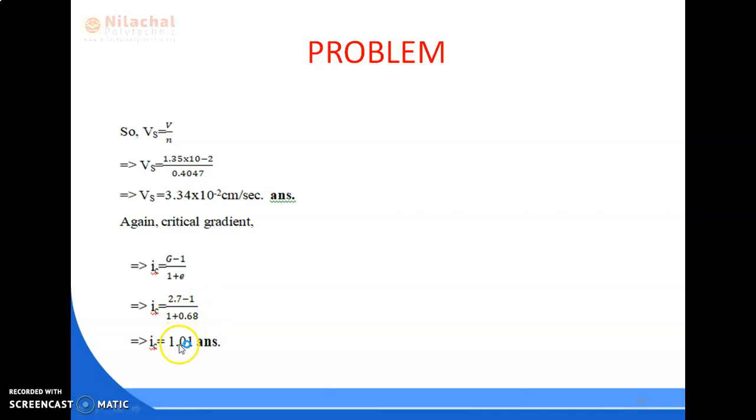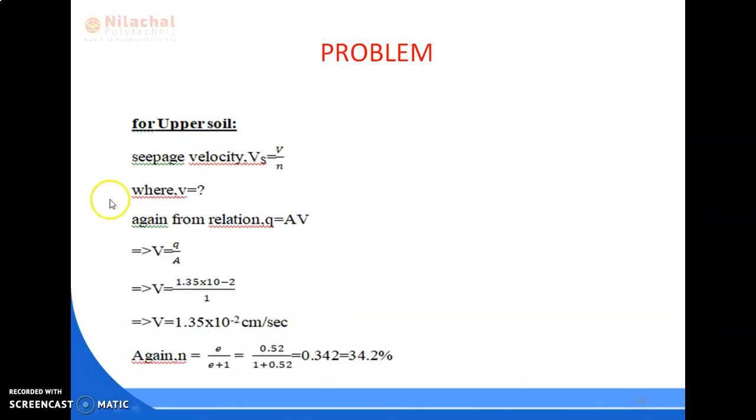This is equal to 1.01. So for upper soil, all the values we calculated. Let us find out for lower soil. For lower soil, again the same formula applies here also: Vs equal to V by n. V is unknown, so same formula. V equal to 1.35 × 10 to the power minus 2 centimeter per second.